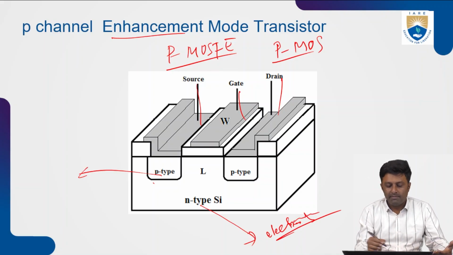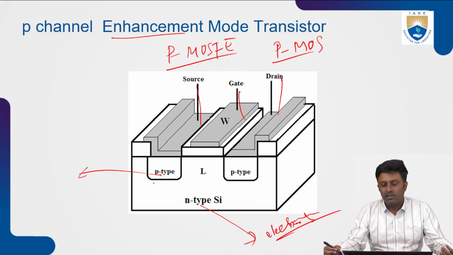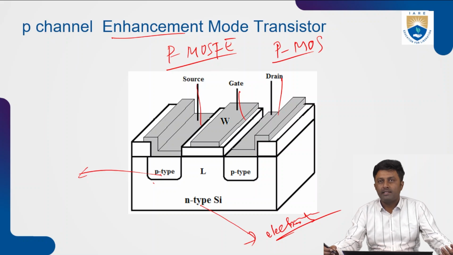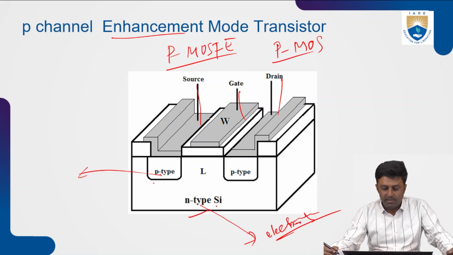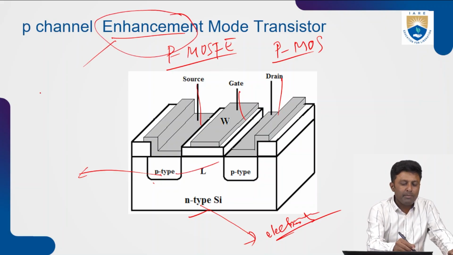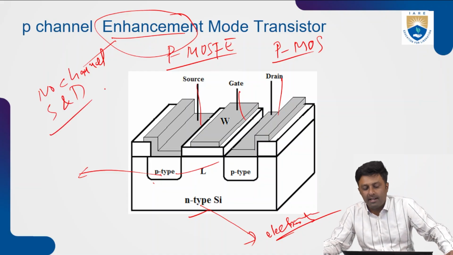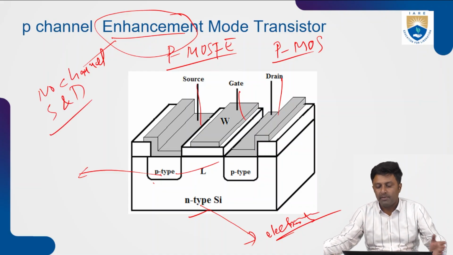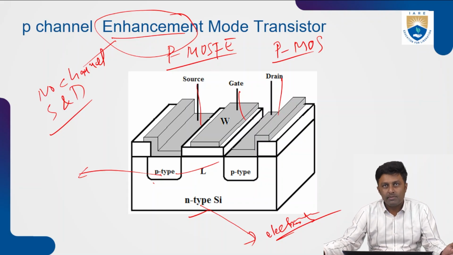If the source and drain are heavily doped with P-type holes, then that transistor is called the P-type transistor, and the substrate is lightly doped with electrons. Here also, since it is an enhancement type transistor, no channel will be present between the source and the drain in the beginning. We have to create the channel by applying voltage. That is the difference between enhancement type and depletion type. So we have now seen N-channel MOSFET and P-channel MOSFET.